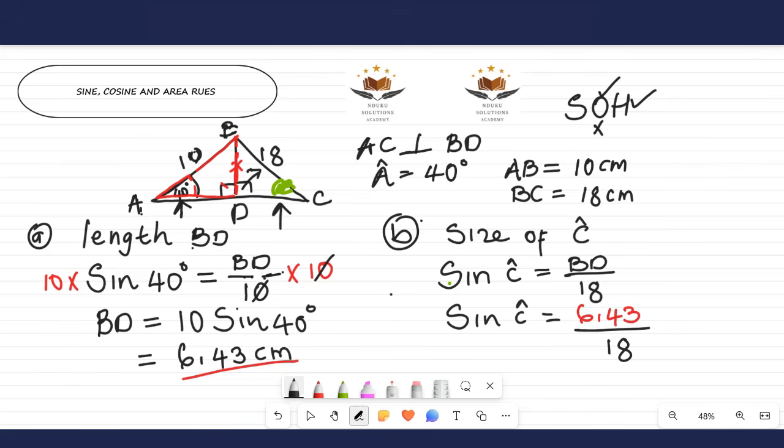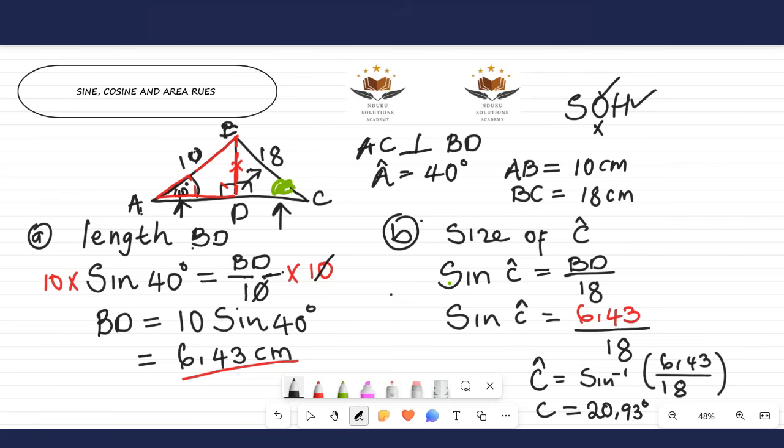So for us to find that, we need to use our calculator and say C is equal to the inverse sine of 6.43 all over 18. This can also be placed in the calculator the way it is, and the value of C will simply give us 20.93 degrees.